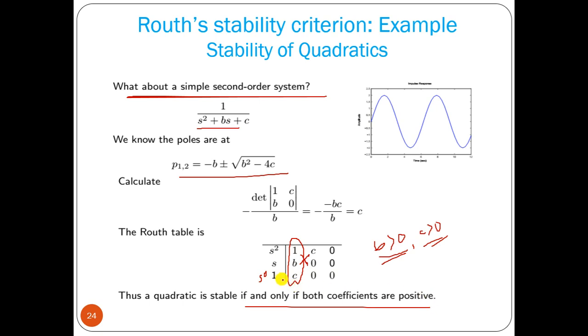Now suppose c is negative, what will happen? There is only one sign change, right? Plus to minus. That means one pole on the right half plane of the s plane, and the system becomes unstable. If we have b also negative, then plus to minus, minus to minus, so one sign change, the system is unstable. So the condition is that the b, c coefficients must be positive for a quadratic second order system.